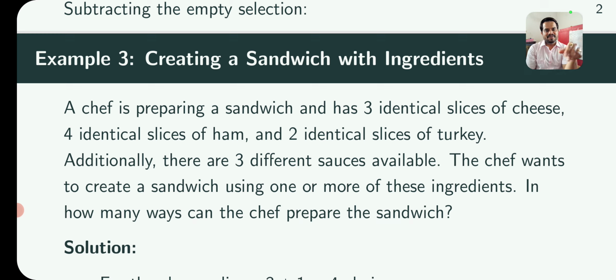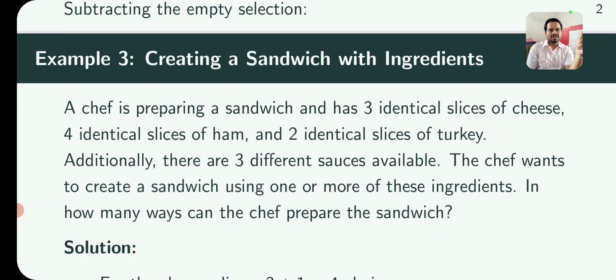So if you read this example carefully, you know there are 3 slices of cheese given. It means that there are 4 choices for this cheese. After that, 4 slices of ham are given. Then there are 5 choices for this one. Then turkey slices are given here, 2. So it means that there are 2 plus 1 choices, meaning 3 choices for this turkey.